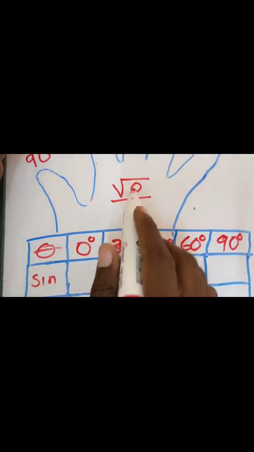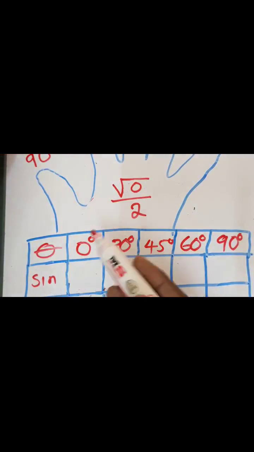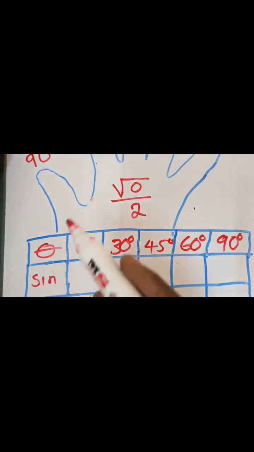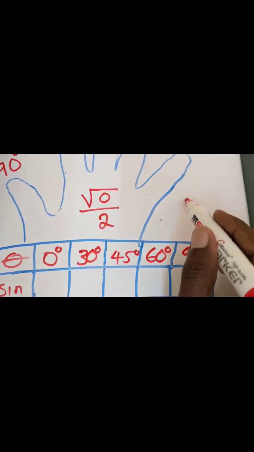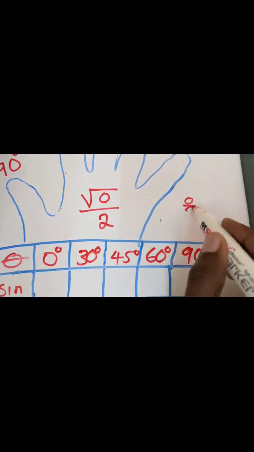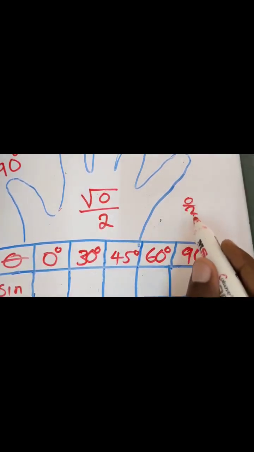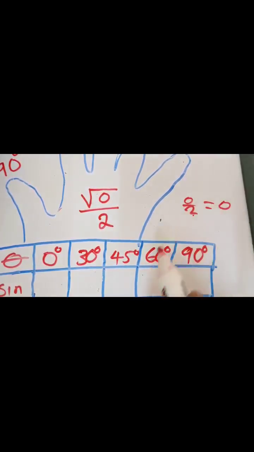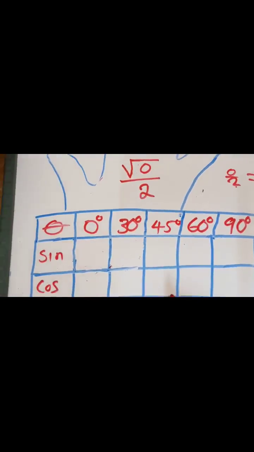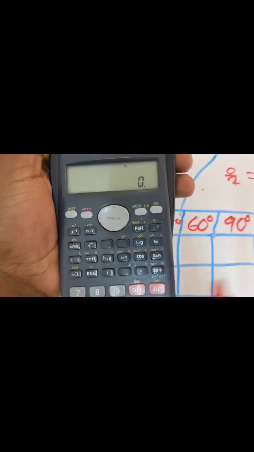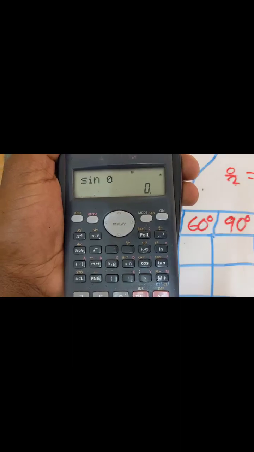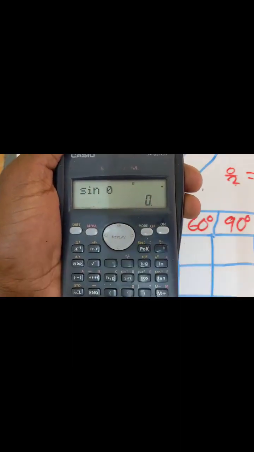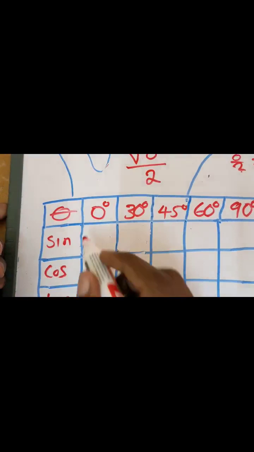So now what is the square root of 0? The square root of 0 is 0, okay? So now it is going to be 0 divided by 2. What is 0 divided by 2? You are going to find that it is 0. Even if you try to find it on a calculator, this is the calculator. You're trying to find sine 0. What is sine 0? Equals, you see? That is 0.